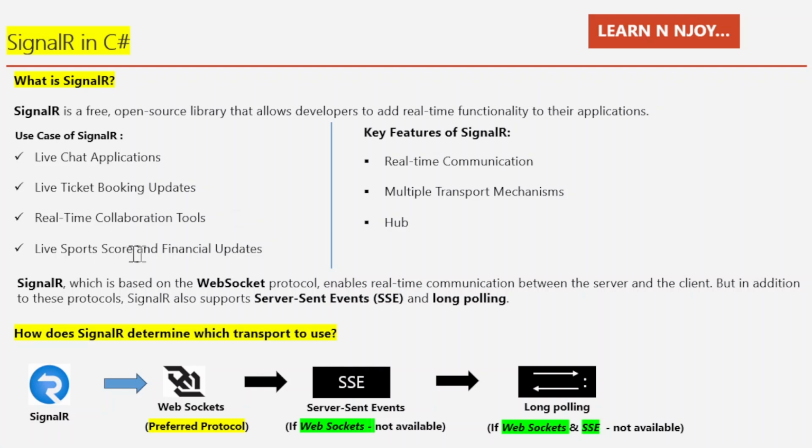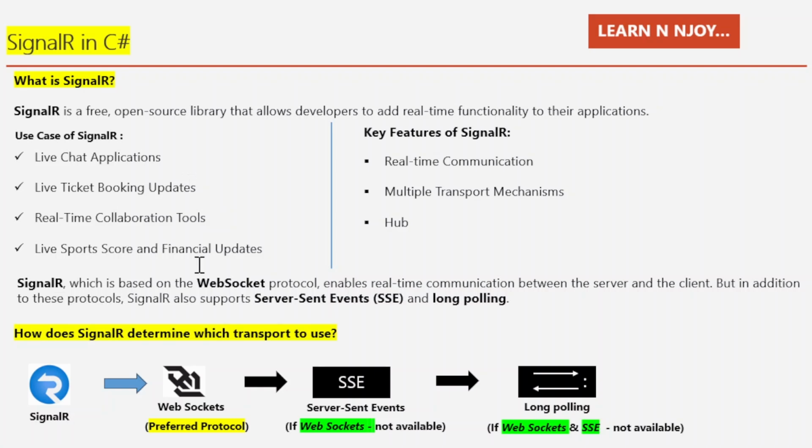Live sports scores and financial updates. Imagine watching a live cricket score app where the score updates ball by ball, or tracking stock market prices that change by the second. The information appears instantly without needing to refresh the page. So all these features are possible thanks to SignalR's real-time communication technology.